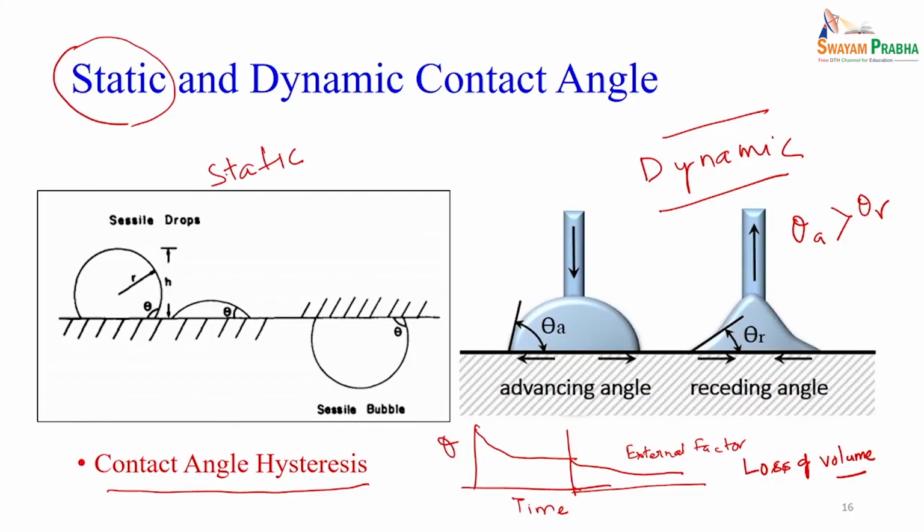Chemical heterogeneity means the chemical composition is not uniform. So, at one place the chemical composition is different, and at another place the chemical composition is different. In that case, as we discussed, in case of chemical heterogeneity we can use the Cassie equation to measure the contact angle, and in case of physical heterogeneity we use the Wenzel equation to measure the contact angle.